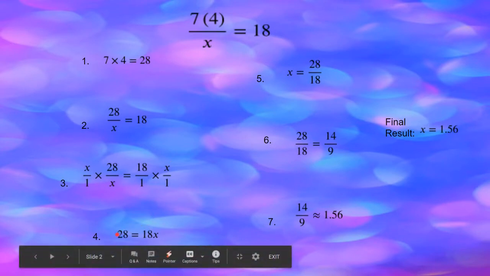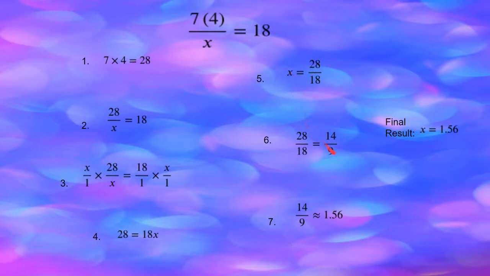Okay, so the second thing you want to do when you get this, you want to divide each side by 18. You want to do that because the variable x is being multiplied by 18, so you want to get the variable on one side and all the numbers on the other. So you do 28 divided by 18 equals x, or x equals 28 divided by 18.